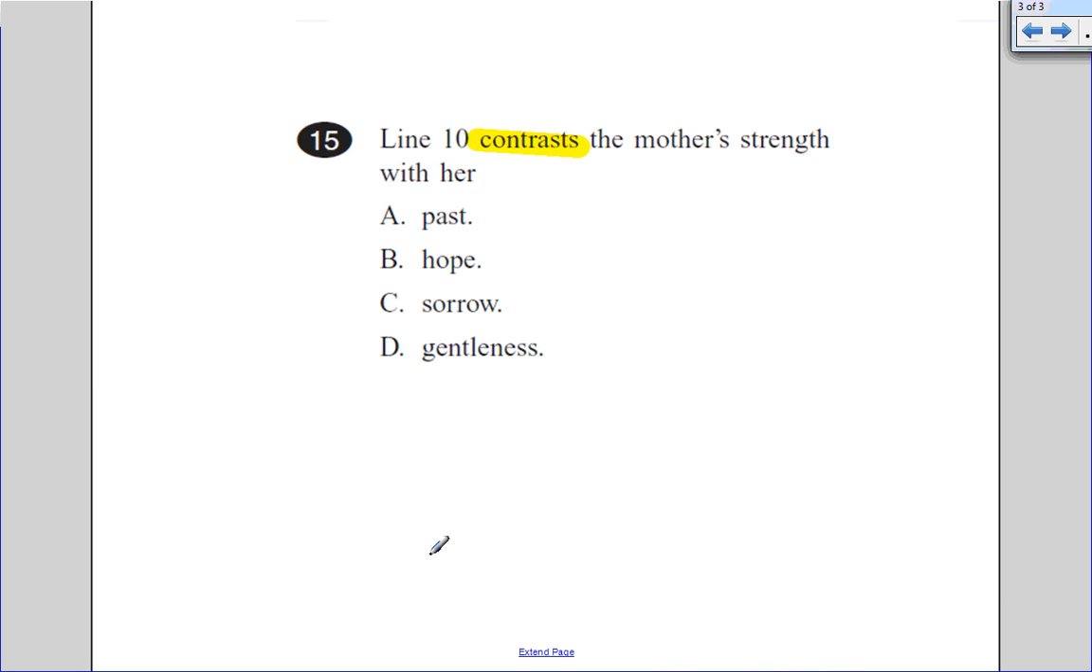Well, I said that it contrasts with her softness, so we can rule out the past. That really doesn't go with my answer at all. Hope doesn't either. Neither does sorrow. Gentleness, however, to be soft or to be gentle, those are kind of synonyms. So I'm going to go with D as the correct answer.